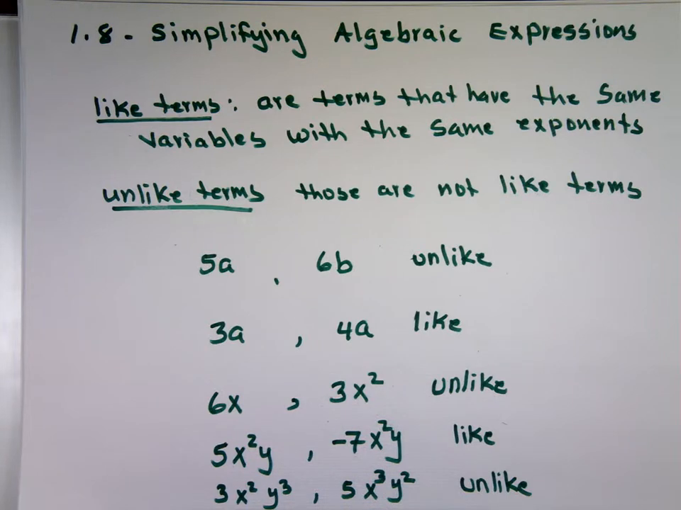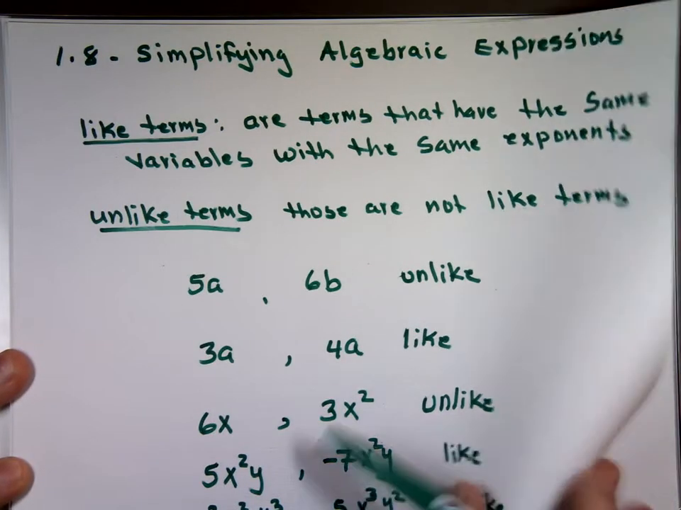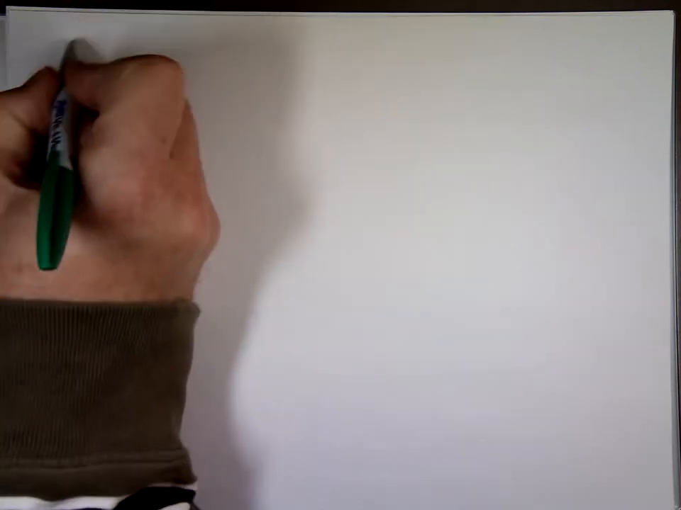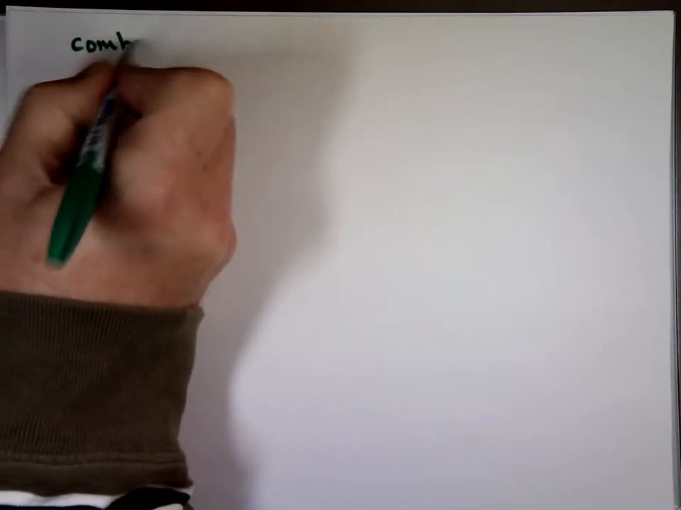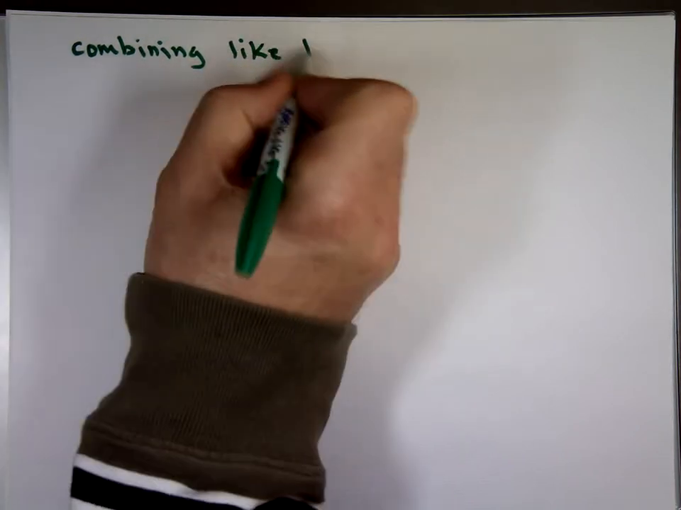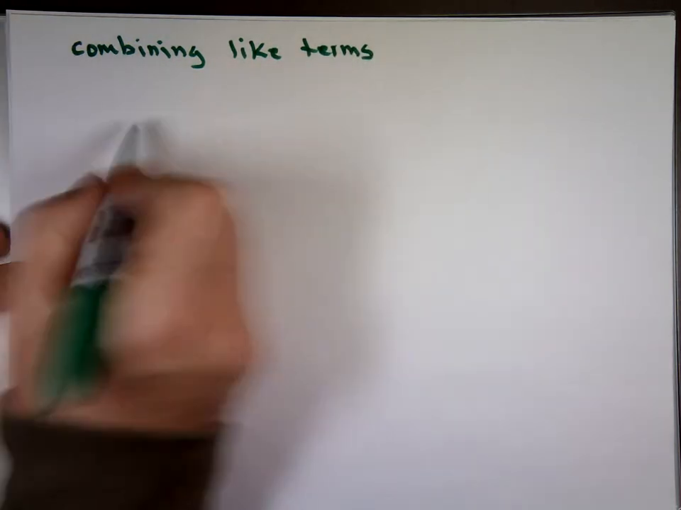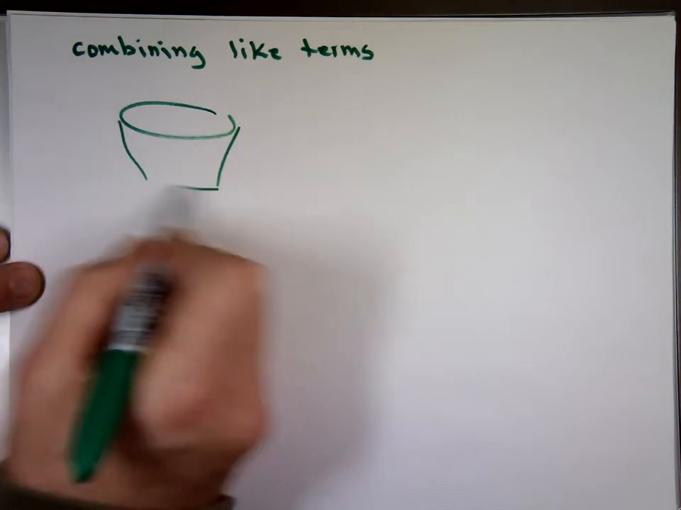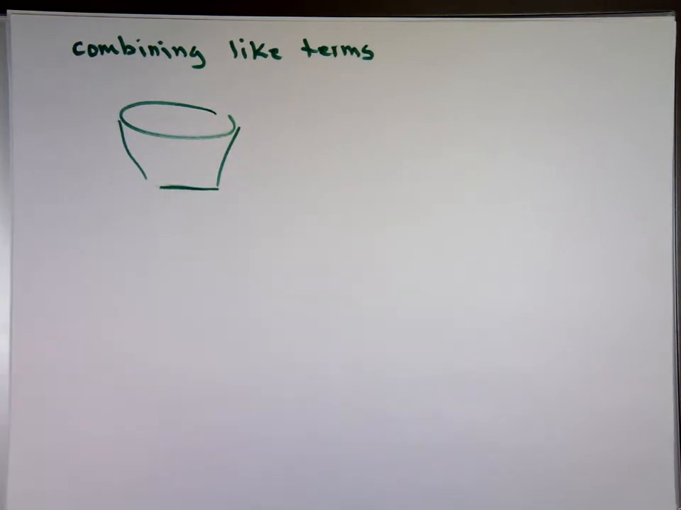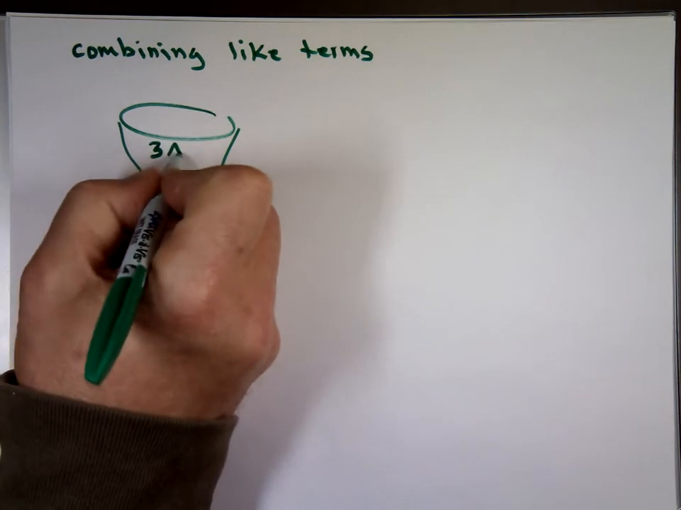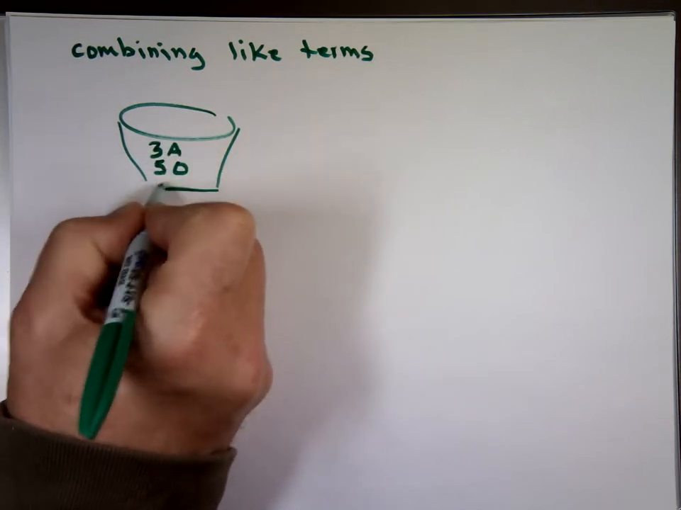Now, how do we collect like terms? Combining like terms. So the next topic is, how do we combine them? Combining like terms. Let's take this example. So you got sick and you got a fruit basket from your friends. In it, there's 3 apples, 5 oranges, and 2 bananas.